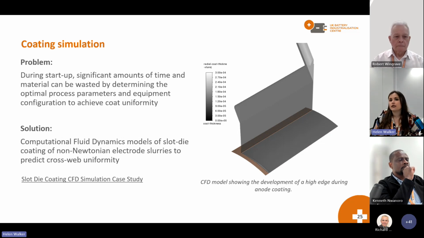So our solution to this was to produce a multi-phase CFD model of the slot die coating process, using all those material properties that we've spent a lot of time working on, and in this instance, to predict high edges. There is a case study of this on our website to view later on. What we're really trying to do is predict high edges during coating, because ultimately if your high edge is too large, you can't take that downstream to process it.